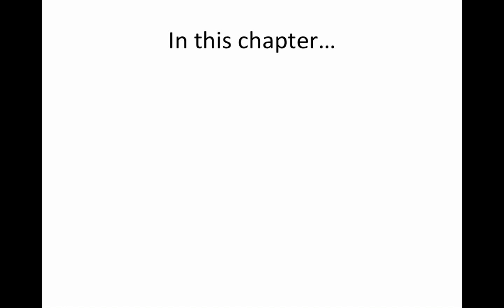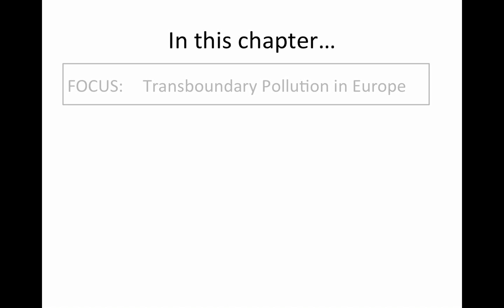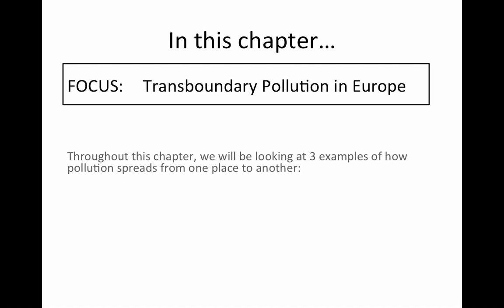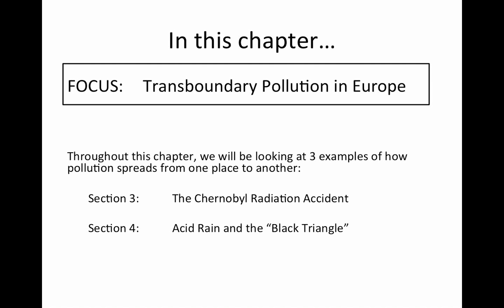As you know, in this chapter, we are focusing on transboundary pollution in Europe. Throughout this chapter, we will be looking at 3 examples of how pollution spread from one place to another: the Chernobyl radiation accident, acid rain and the Black Triangle, and the Tisza-Danube cyanide spill.